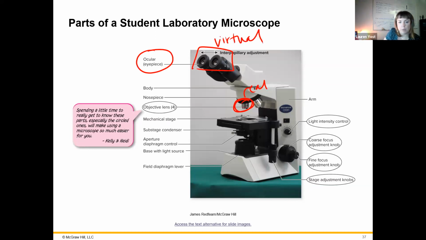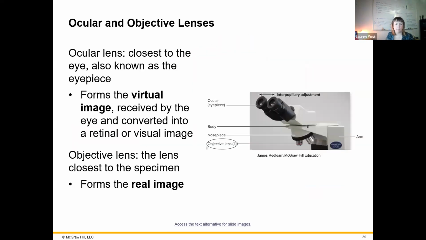And then your light control, your coarse focus, we only use this on the lowest objective lens, 4x. And then we have the fine focus, and then the stage adjustment knobs down here to move your slide around. Do not be moving your slide around with your hands. I better not see it.